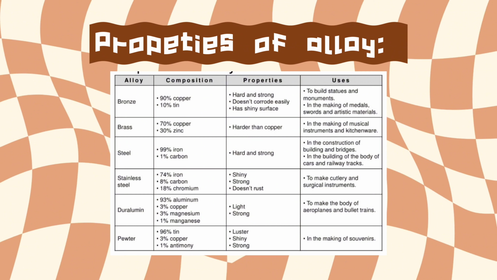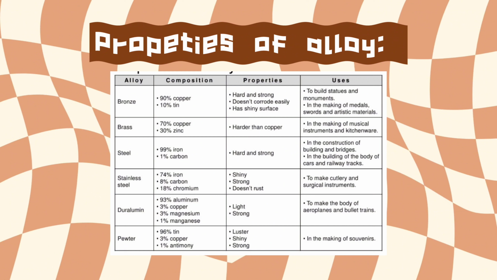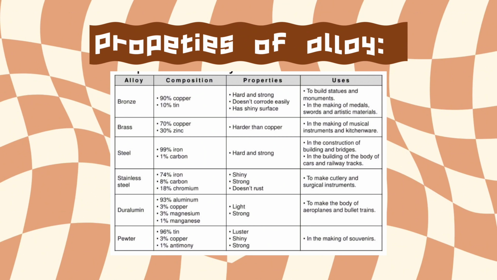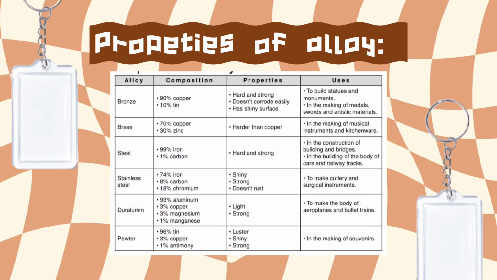Duralumin is used to make the body of aeroplanes and bullet trains. And the last one is pewter. Pewter is used in the making of souvenirs, like keychains.